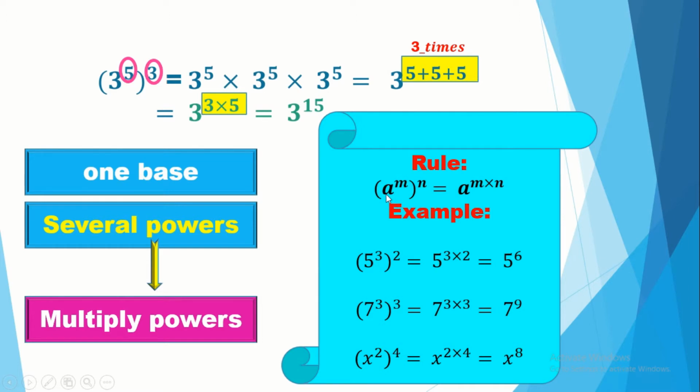In general, we say a to the power m, all to the power n, equals a to the power m times n. For example, 5 cubed, all squared, is 5 to the power 3 times 2, which equals 5 to the power 6. In general, x squared to the power 4 equals x to the power 2 times 4, which equals x to the power 8.